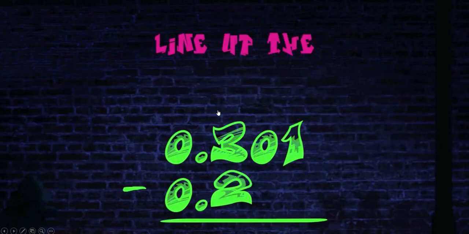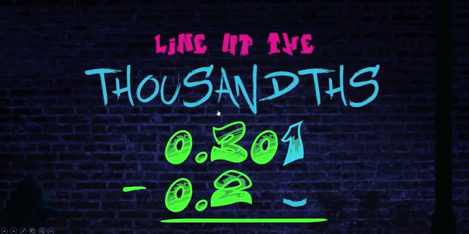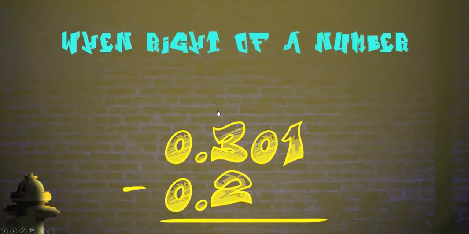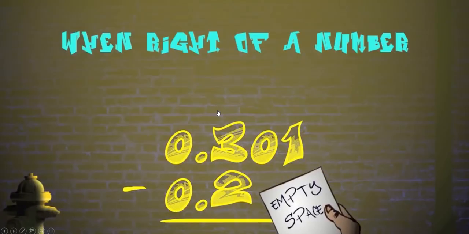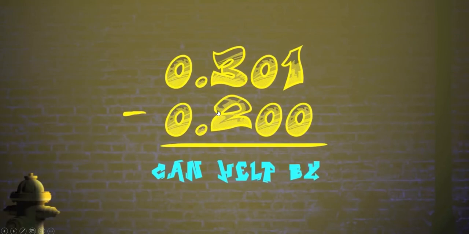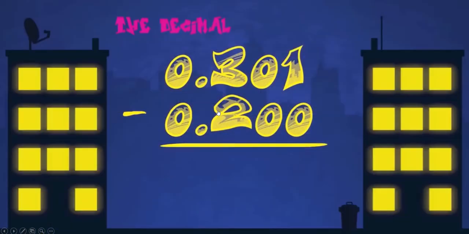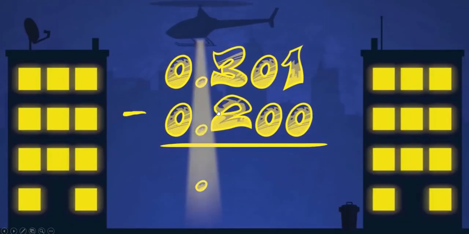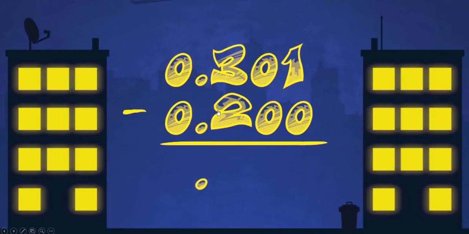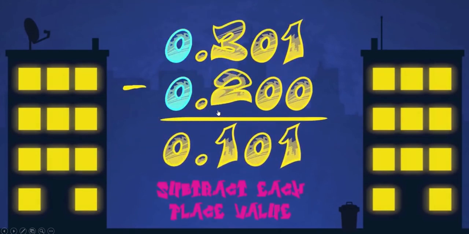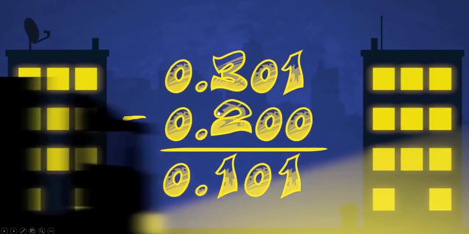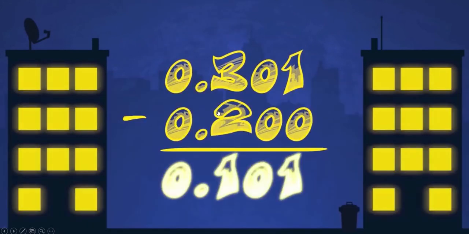301 thousandths minus 2 tenths. Line up the tenths, hundreds, and thousands. When right of a number there's an empty space, writing zeros can help by holding the place. The decimal point drops directly below so that the points line up in a row. Subtract each place value to find the difference. Equals 101 thousandths.